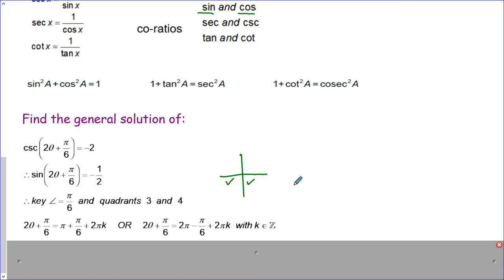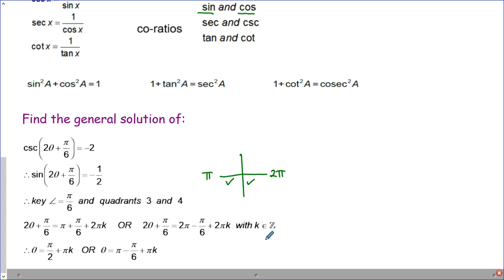And then we get into quadrant 3 by going pi, which is over here, plus a little bit, plus our key angle, or 2 pi, which is over here, minus a little bit to get into quadrant 4. Then we're not dealing with theta, we're dealing with 2 theta plus pi by 6. And from here, it's just kind of algebra, and we solve. Don't forget to say that k is an element of z. Notice that instead of adding 360k, we add 2 pi k, because remember that 2 pi in radians is equivalent to 360 in degrees.